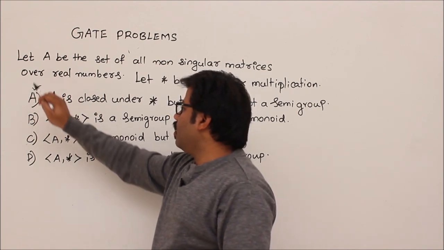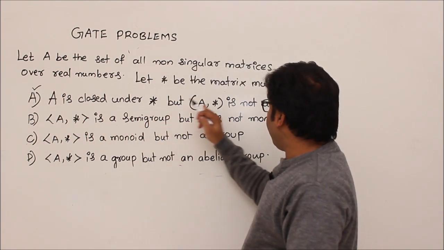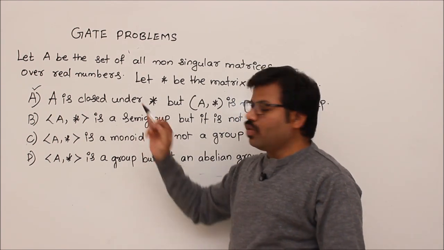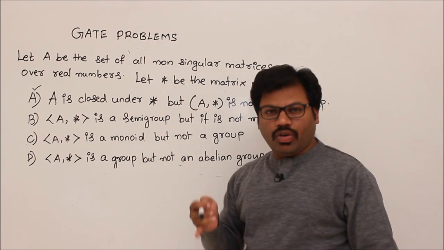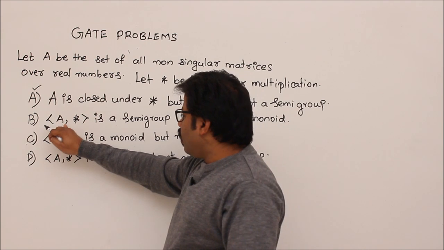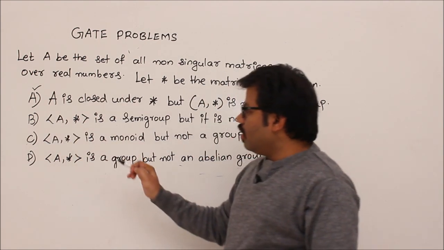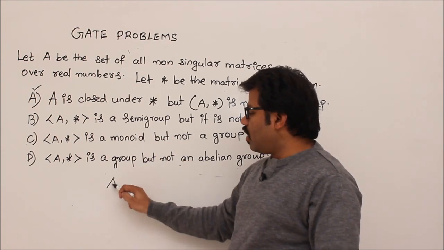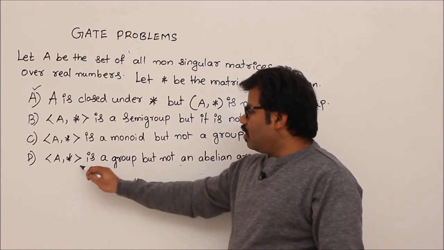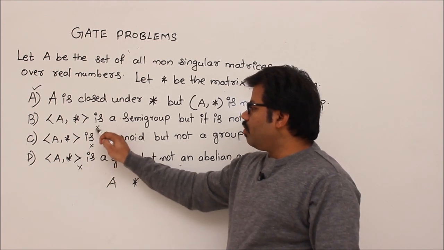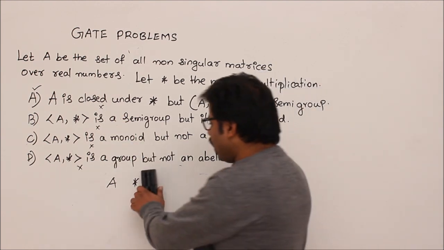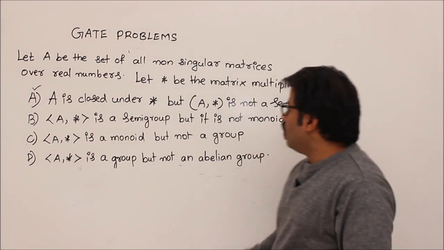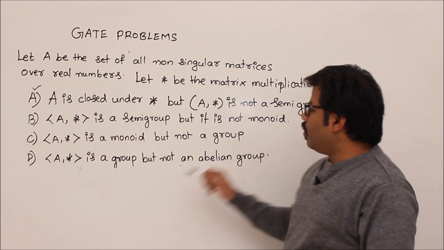Now the question: which of the following statements is true? Let us begin with option A: A is closed under star, but (A, star) is not a semigroup. Here you don't need to check whether multiplication of non-singular matrices is closed or not. Why, sir? Because for semigroup, monoid, group, everywhere the operation star should be closed, correct? If A is not closed under star, then all the other options will become wrong. So we realize that yes, A is closed under star; you don't need to check.